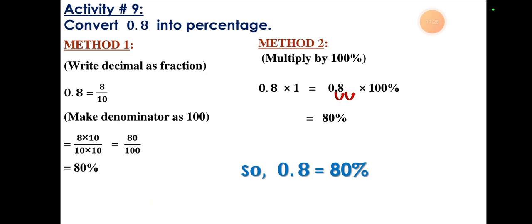Then I have to convert 0.8 into percentage. So there are also two methods for it. First method, write decimal as fraction. So 0.8 is basically 8 over 10. So make the denominator 100, and 8 over 10 multiplied by 10 gives us 80 over 100, that is 80%. Then the second method is to multiply by 100. 0.8 multiplied by 1 equals 0.8. 0.8 multiplied by 100% equals 80%. So 0.8 equals 80%.